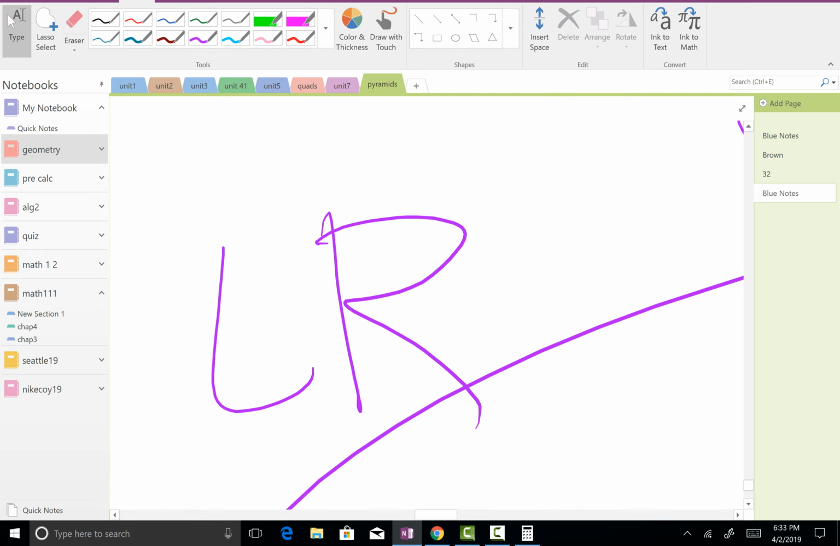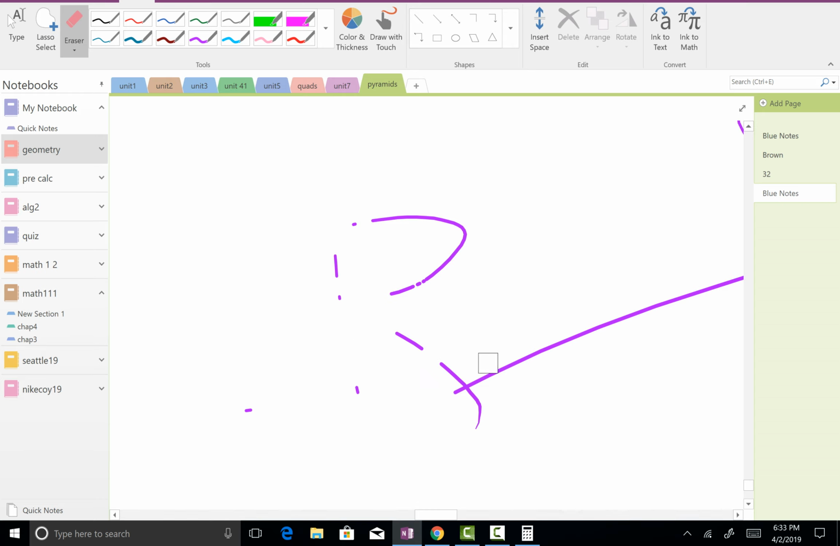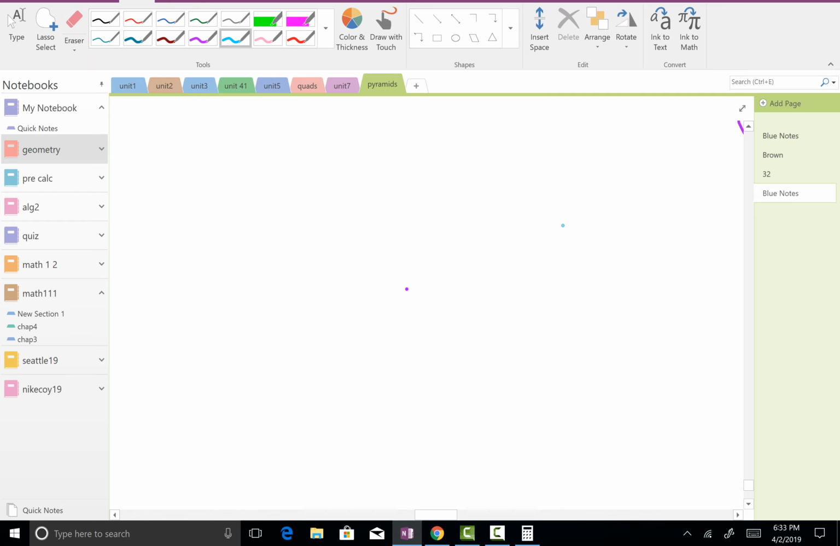I have no idea what this stuff is that is on my tablet. It looks like somebody put it on there, with the initials LR.